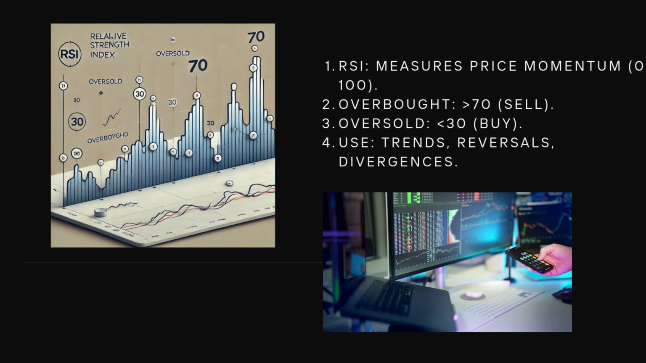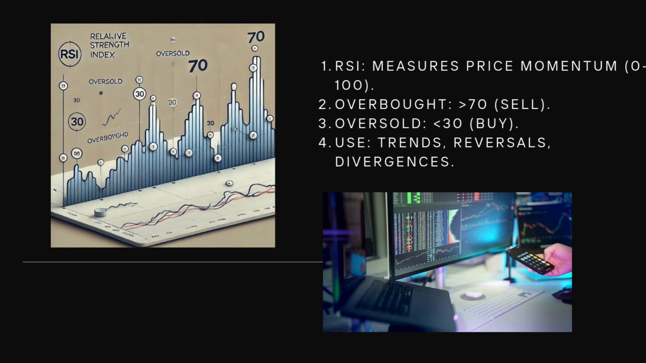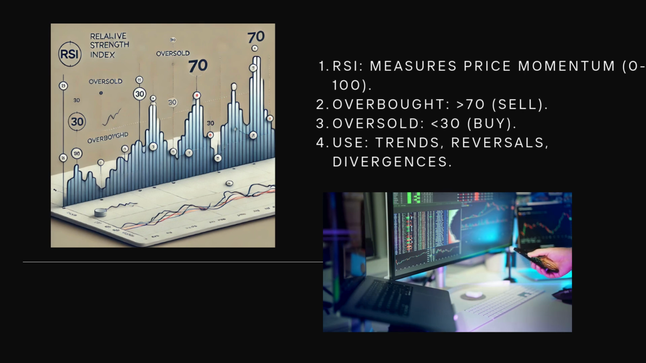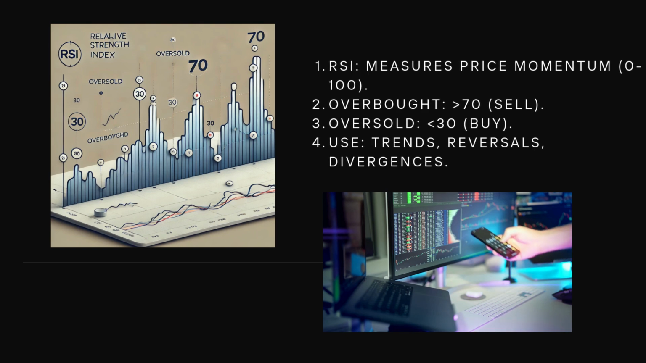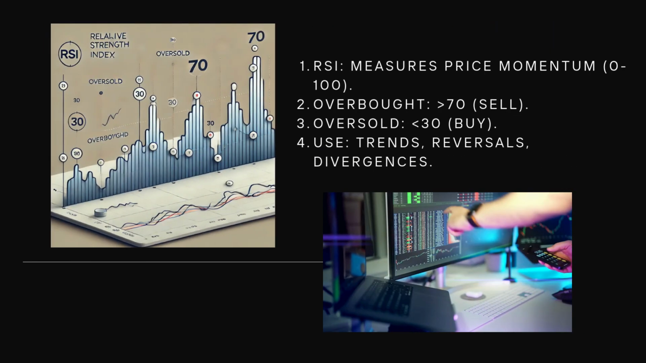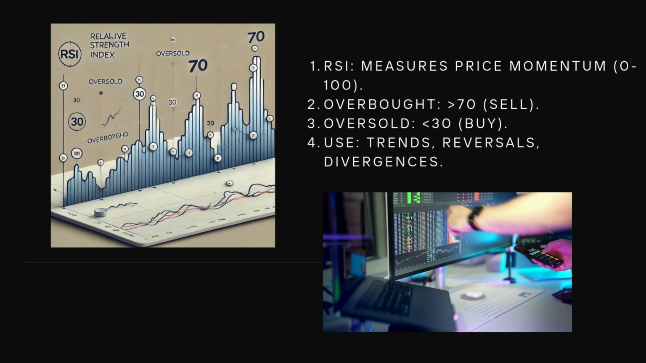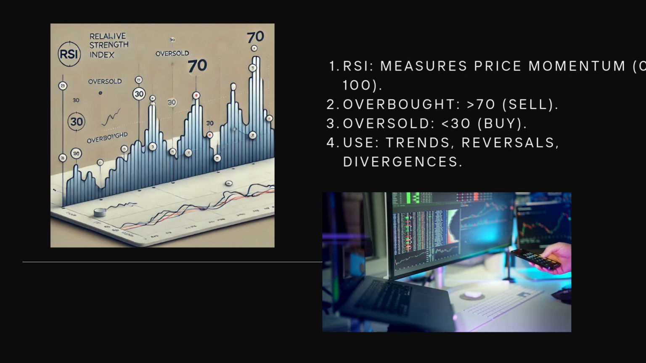Divergences. If the price makes a higher high, but RSI makes a lower high, it signals a bearish divergence, indicating a potential price drop. If the price makes a lower low, but RSI makes a higher low, it signals a bullish divergence, indicating a potential price rise. Practical example. A stock with an RSI of 80 may be due for a pullback. Combine this insight with other tools, such as moving averages, to confirm your trade decision.